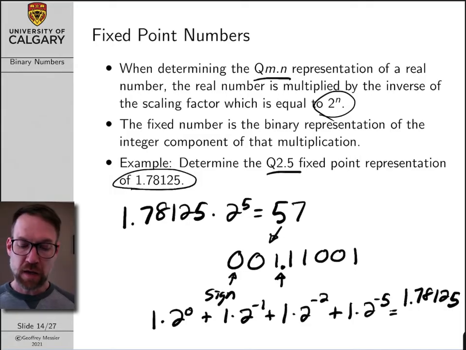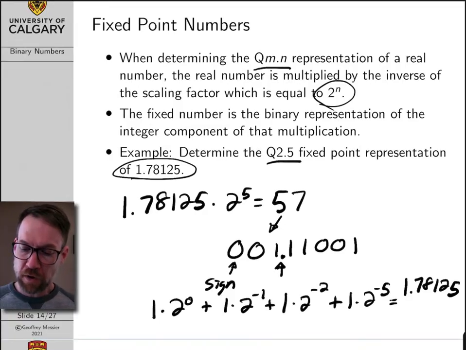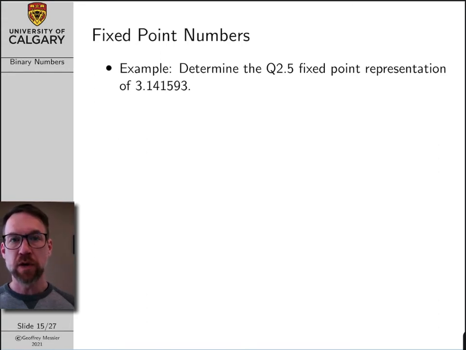So that's it. You take your real number, you multiply it by the scaling factor, and then you take the integer that you get and you just represent that as binary. And when you put the binary point in the right location, that is your fixed point number. But of course, we're not always going to be able to represent our real number with exact precision, because the precision of fixed point numbers is limited.